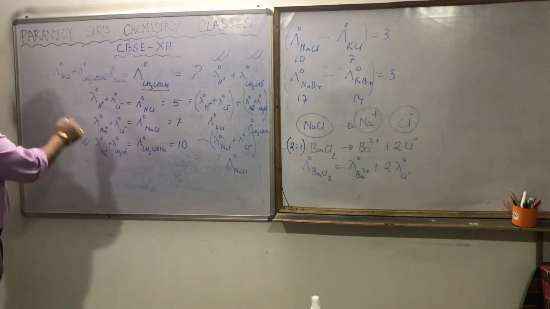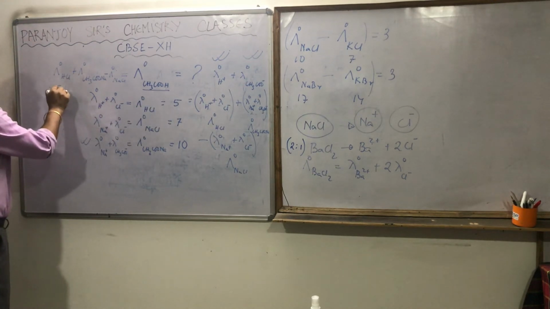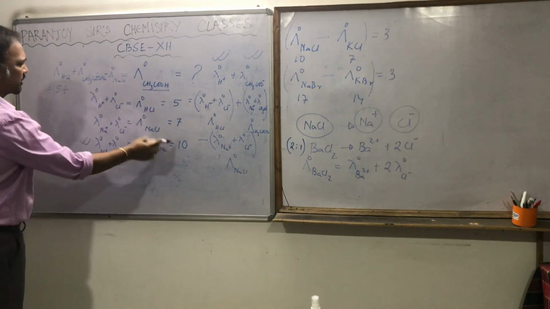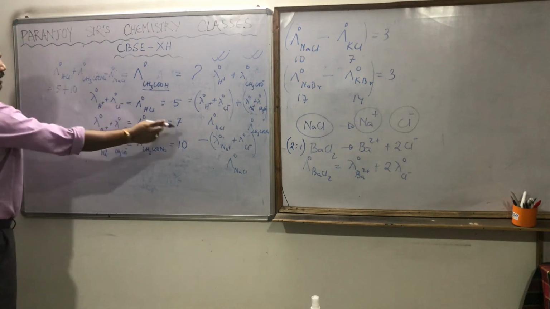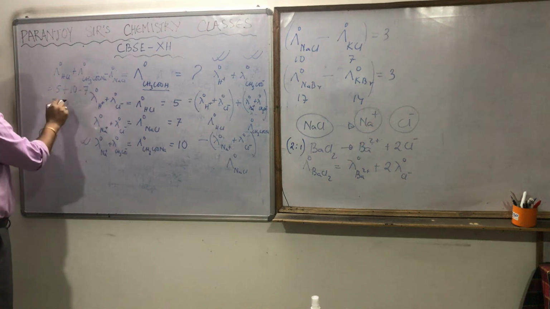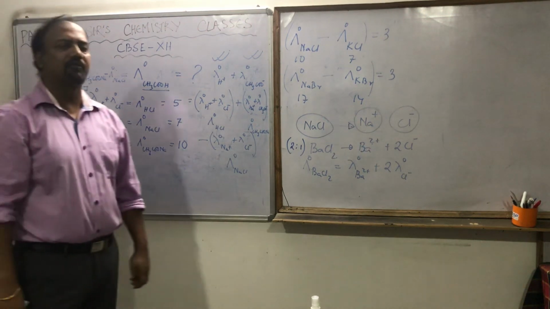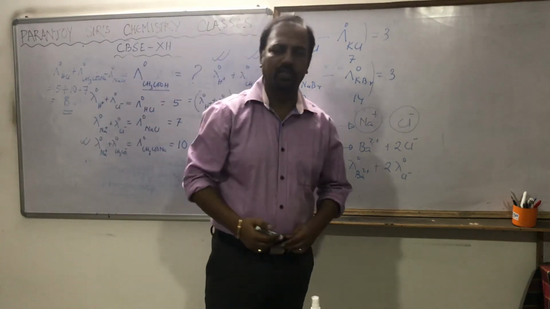And what is the value? All the values we know. Lambda 0 of HCl is how much I told? 5, plus what is the value of lambda 0 for CH3COONa? 10. Minus lambda 0 for NaCl is 7. So that is equal to 15 minus 7, that is equal to 8. So the value of lambda 0 for CH3COOH you can very easily find out, equal to 8.